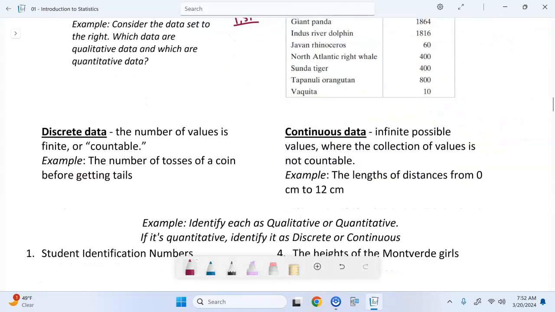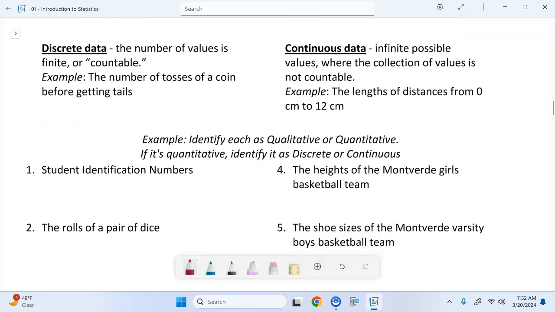And then what we can do is we can actually break up qualitative and quantitative even more, okay? So starting with quantitative, when we have quantitative data, we have lists and counts. We have two types of counts. We have discrete data and we have continuous data.